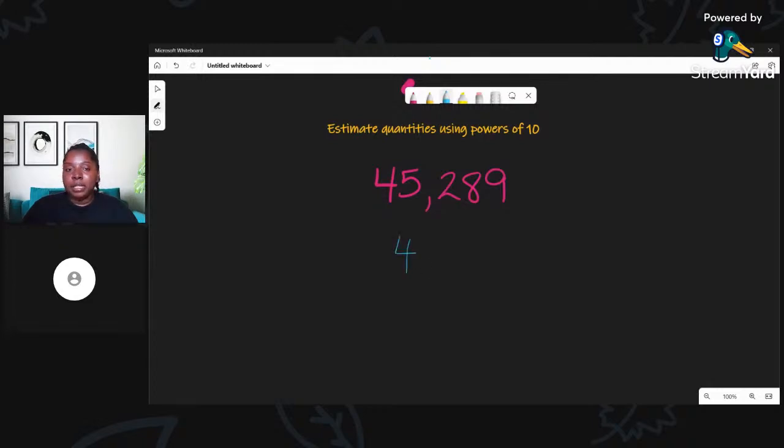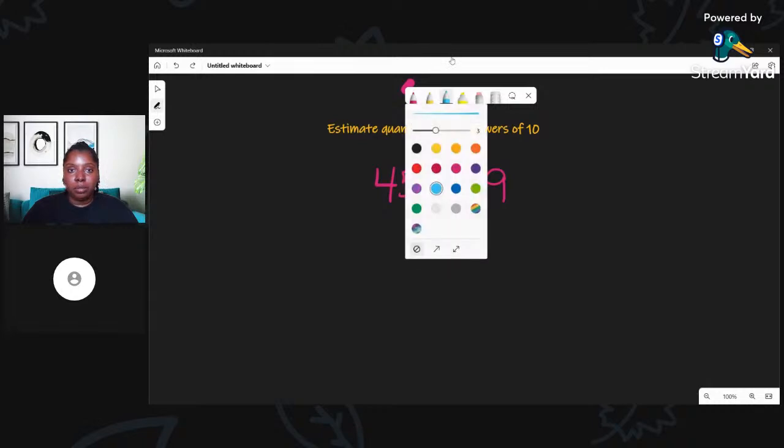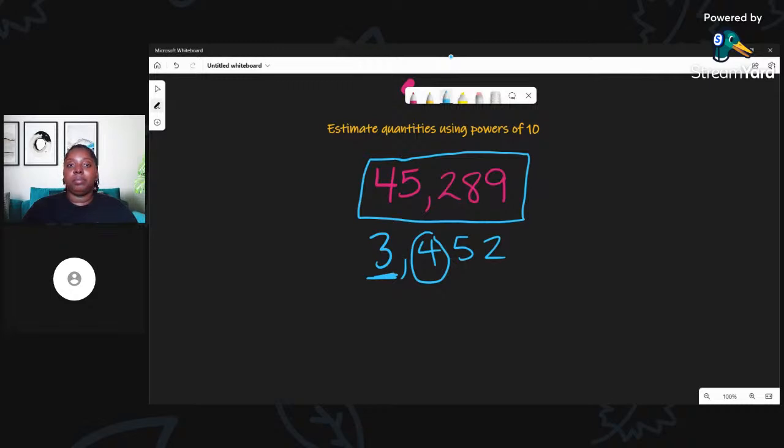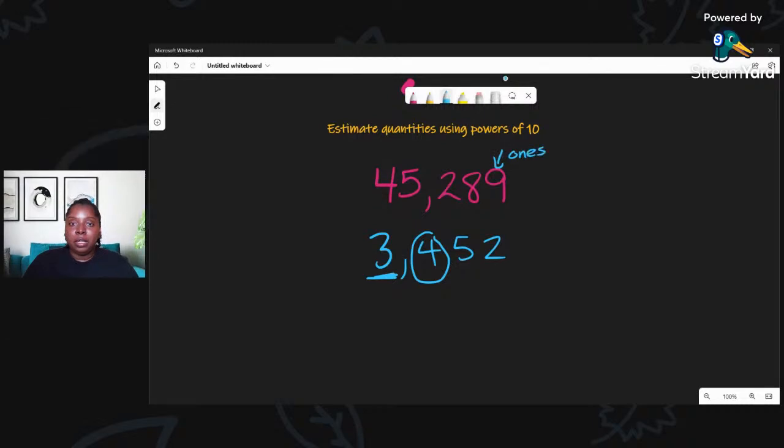So remember when it was, hold on, let's go back to 3,452, right? We went to the biggest place value, remember? And we used the 4 to tell us whether to round up or stay the same. What's the biggest place value in this number? What number is in the largest place value? So we have the ones, the 10.